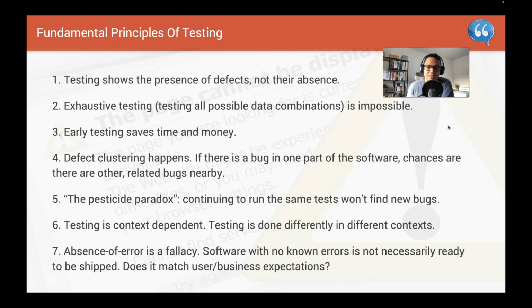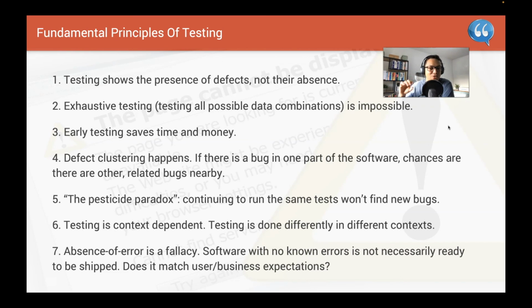Number one, testing shows the presence of defects, not their absence. Number two, exhaustive testing, testing all the possible combinations, is impossible. Number three, early testing saves time and money. Number four, defect clustering happens. If there's a bug in one part of the software, the chances are there are other related bugs nearby. And number five, the pesticide paradox: continuing to run the same tests won't find new bugs.